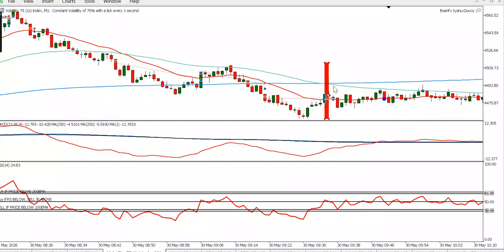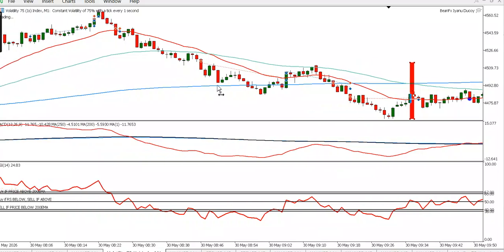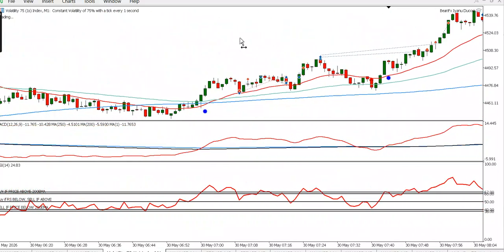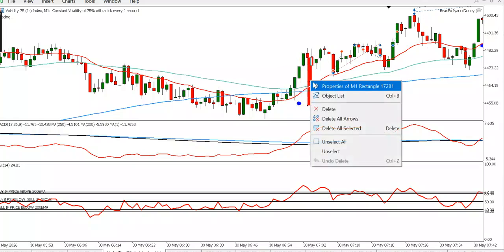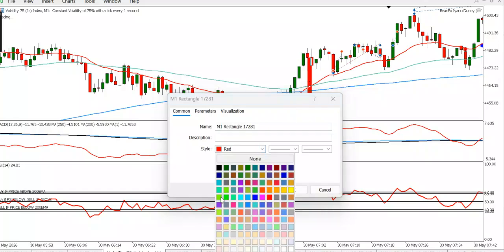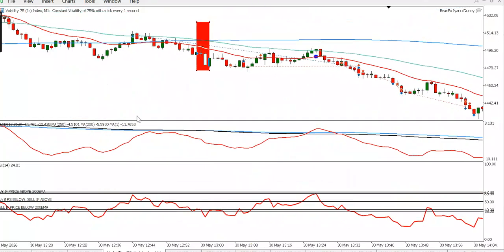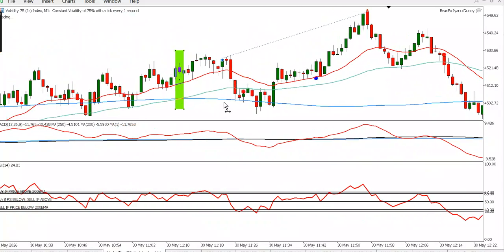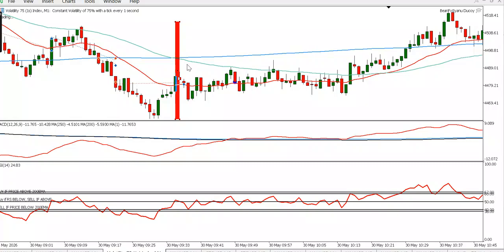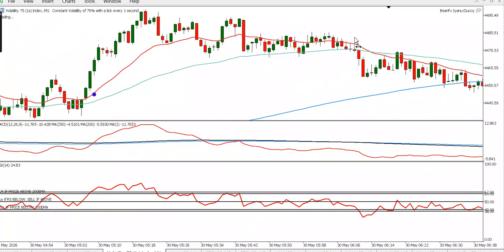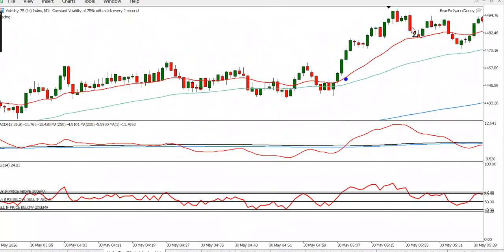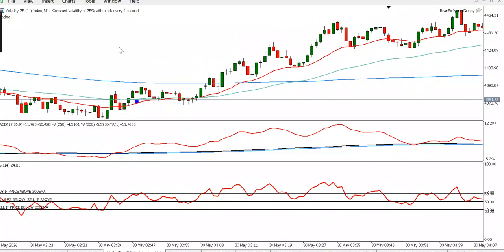where the two moving averages move below the 200 SMA, and this is this buy signal. Okay, I need to change this color to lime color. Okay, sell signal, buy signal, sell signal, buy signal. So let's take a look at one more or two more signals, still on the 1 minute time frame.